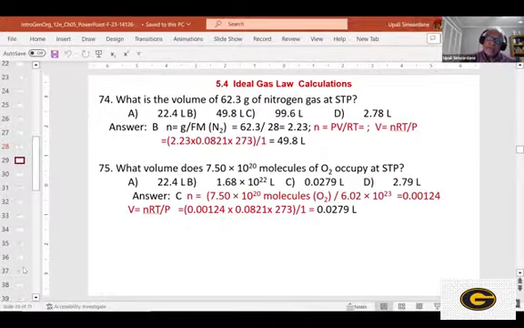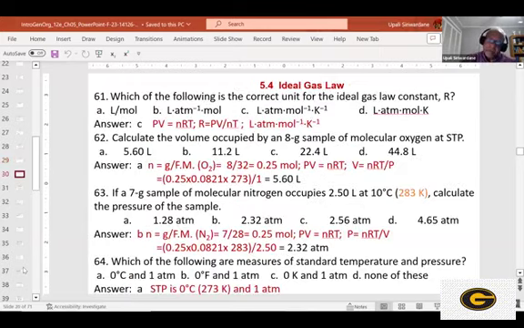There are a few problems with ideal gas law calculation. Once you know at least one of them, it's much easier to understand how the other calculations are done. The STP is 0 degrees Celsius and 1 atmospheric pressure. 0 degrees Celsius is the same as 273 Kelvin.